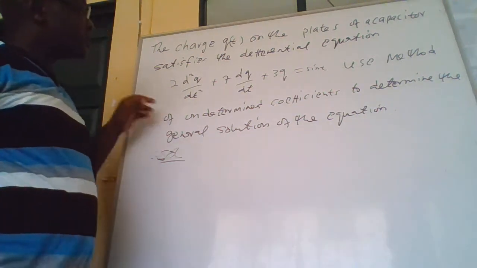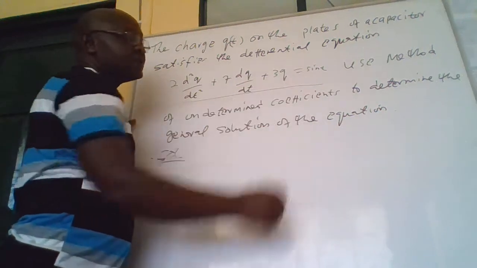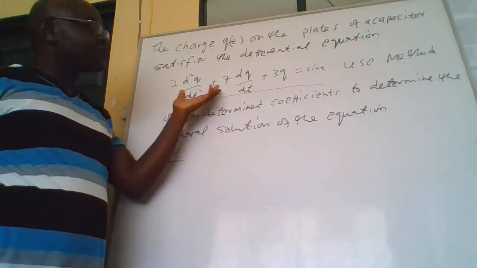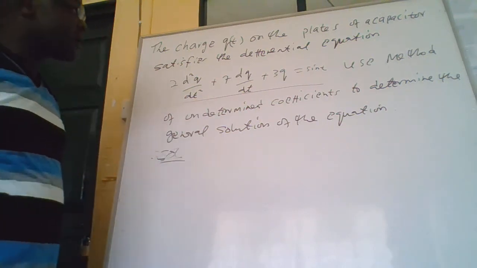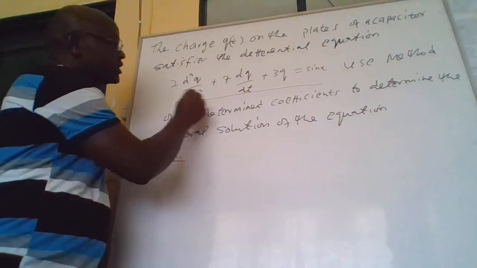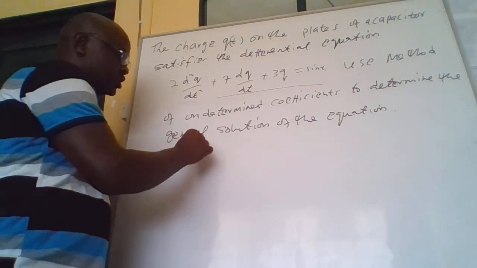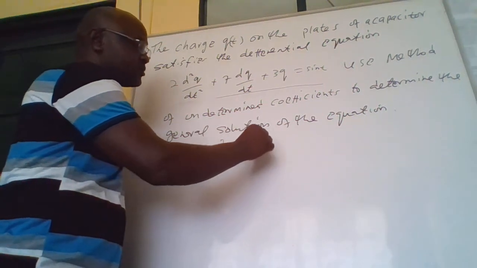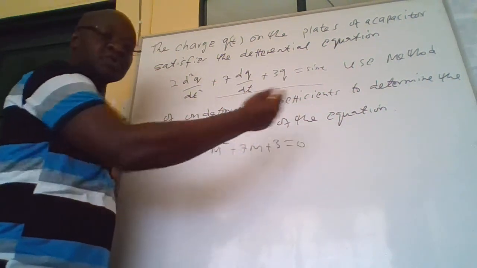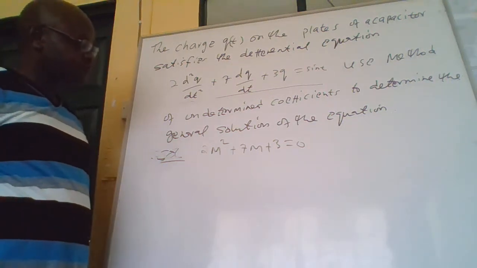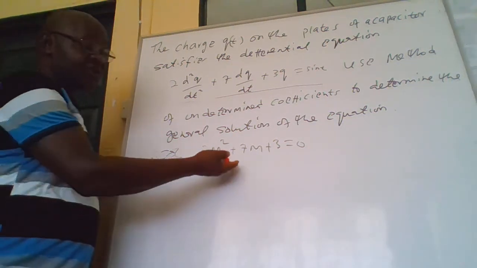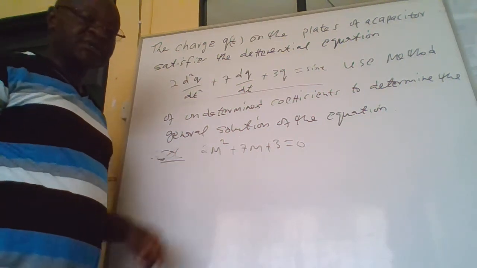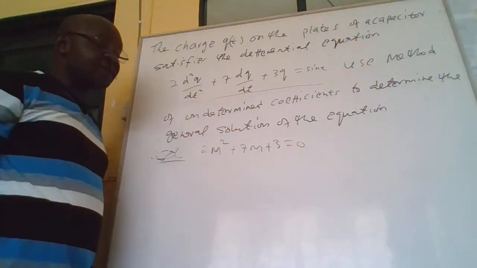Solution. The first thing for us to do is to extract the auxiliary equation from the given equation. The auxiliary equation there will be 2m² + 7m + 3, and of course, we let it equal 0. This auxiliary equation is just a quadratic equation where we need to get the value of m.